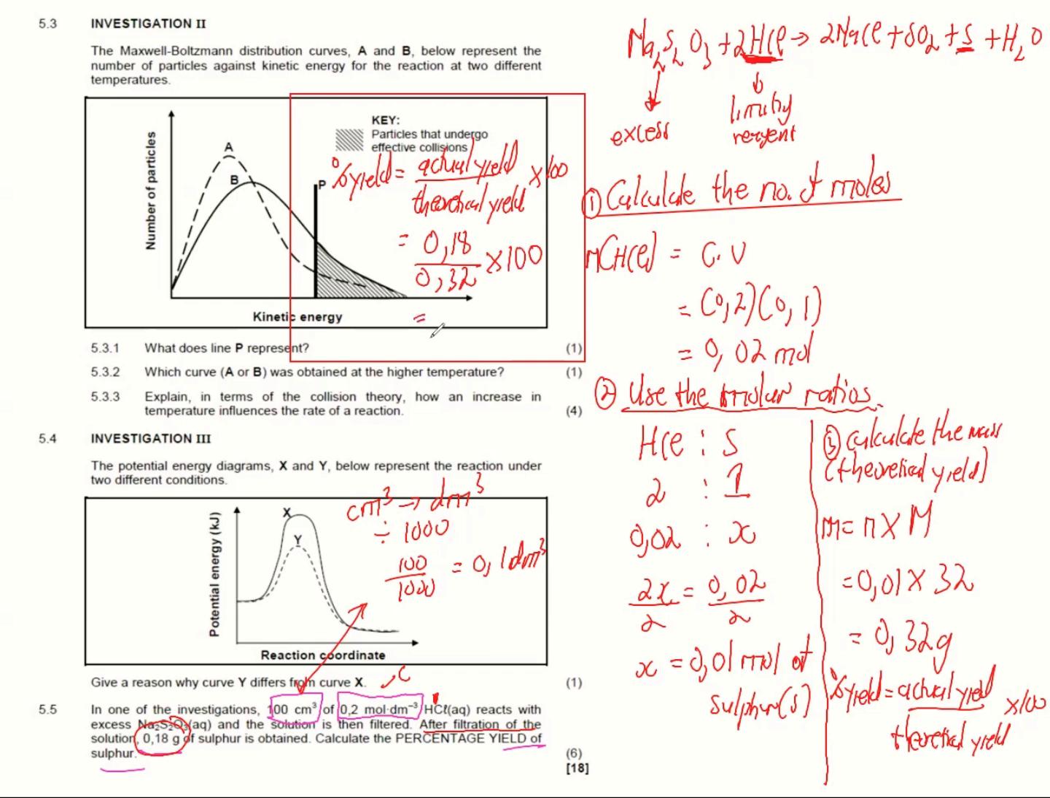And then this is going to be 0.18 divided by 0.32. Then multiply that by 100. This is going to give us what? 56.25. So 56.25%. And right there, ladies and gentlemen, that's how you calculate your percentage yield.